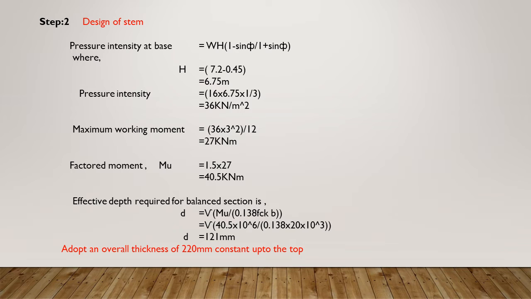Then effective depth required for a balanced section is given by a simple formula: d is equal to square root of Mu divided by 0.138 fck into b. Mu is the factored moment, 0.138 is a constant, then fck is given in our question, and b is 1000 mm. For all cantilever problems we take it as 1000 mm or 1 meter. So d is equal to 121 mm. So adopt an overall thickness of 220 mm constant up to top.